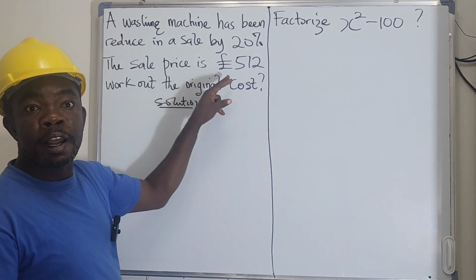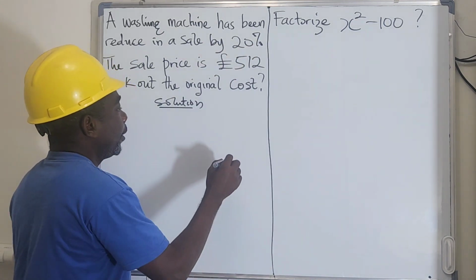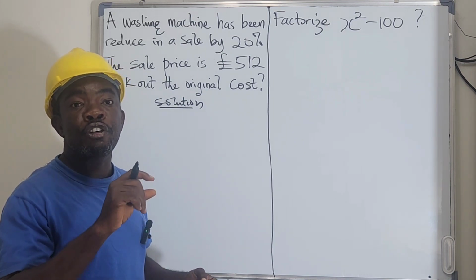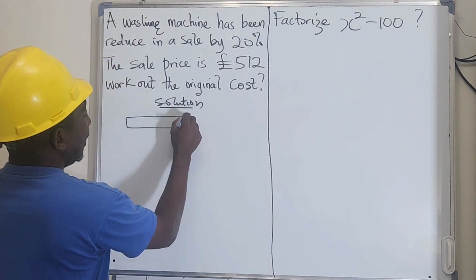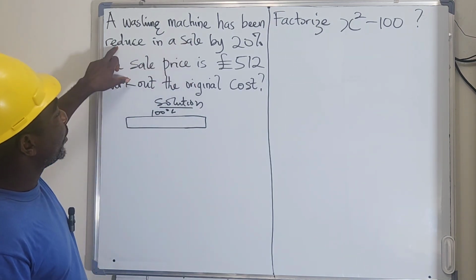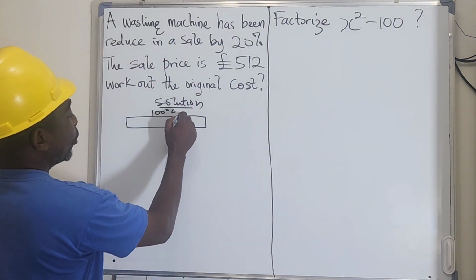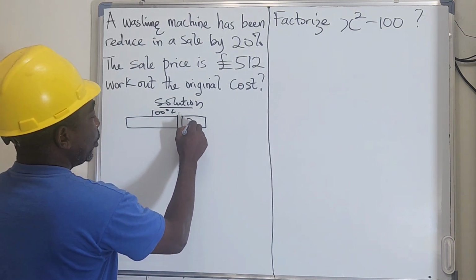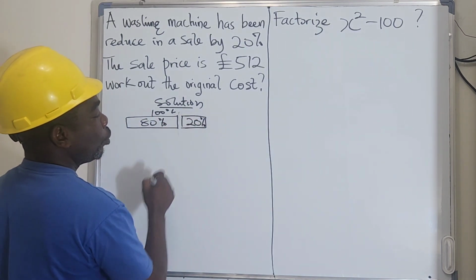The price is 512 and this price has been reduced by 20%. Anything that we work out in percentage is out of 100%, or 100 units. So if we have a bar like this and this bar is 100%, the question says it is reduced by 20%. That means 20% has been cut off, and the remaining part is 80%.